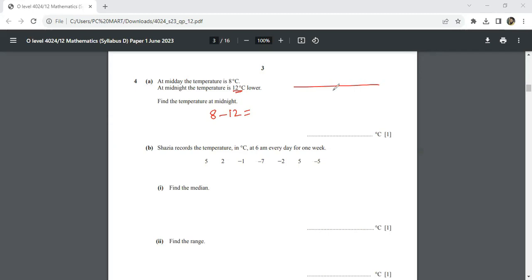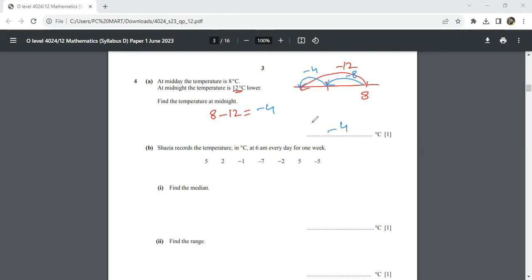So consider the number line. 8 is over here and you have to go 12 steps back, means minus 12. So where will you end? Minus 8 steps back, you will be at 0. And again, you have to go back 4 steps further. So it will be minus 4. Answer will be minus 4.